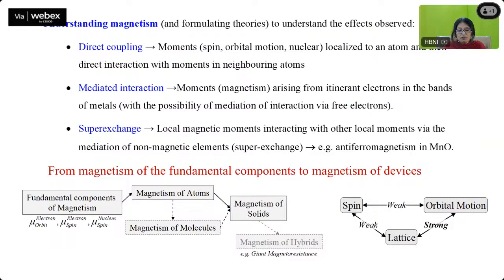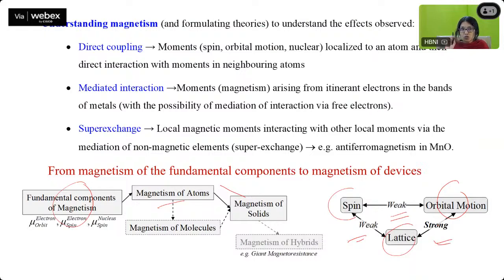So from magnetism of the fundamental components to the magnetism of devices, if you look into it, this fundamental components you see over here, you have electron orbit, you have electron spin or mu nuclear spin. This gives rise to the magnetism of atoms. Then what you have is magnetism of the solids. And you have this magnetism of the molecules coming in. So you have these different kinds of interaction. One is the spin, the other is orbital motion, and the lattice. So spin and lattice interaction is the weak one. Spin and orbital motion is also weak, whereas lattice with the orbital motion is a very strong interaction.